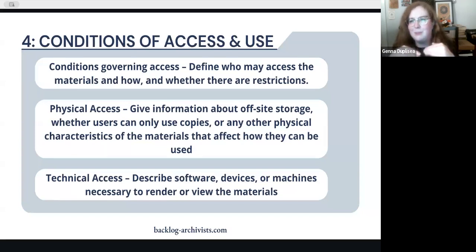Sorry, I'm trying to give an example. I went to use a collection once where you couldn't use the originals and the copies that you were using were on microfilm. So both of those elements are covered in that type of access restriction. But the conditions governing access type restrictions are more for content rather than the physical or digital use restrictions. Next slide, please.